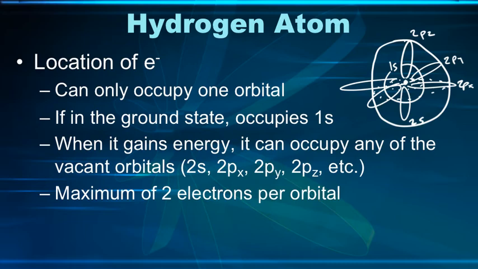In any of these orbitals, I know hydrogen's only got one electron, but if we start getting to more complicated atoms, each of those orbitals can hold a maximum of 2 electrons. Basically, what ends up happening is once you've got 2 electrons in there, you can't put in any more negative charge because things would just start to fall apart.